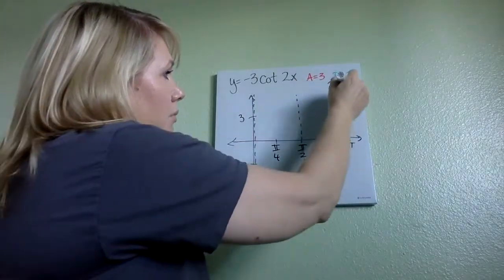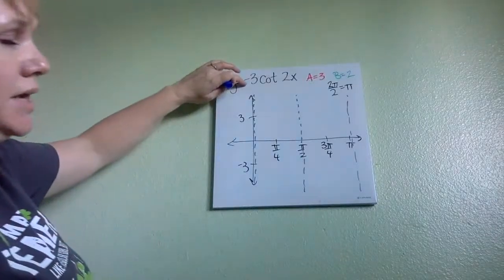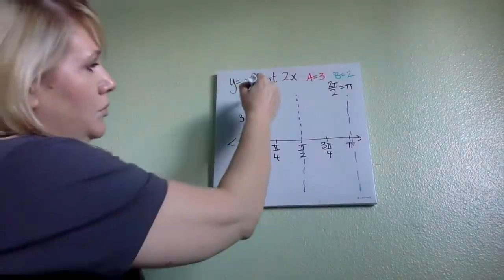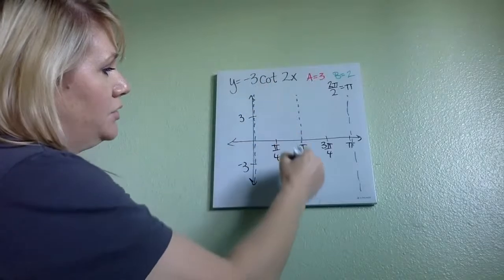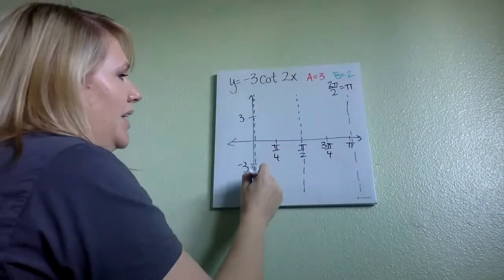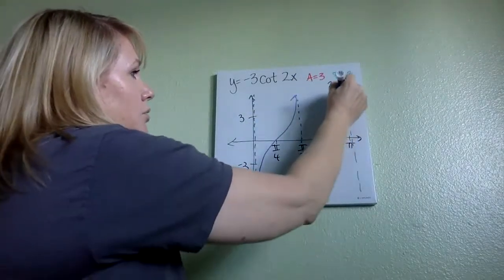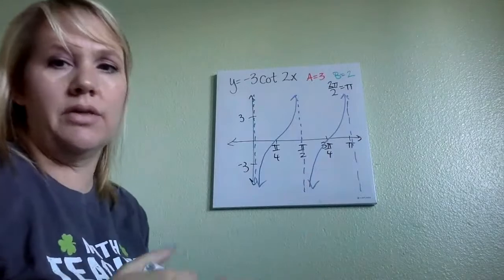So then here are my asymptotes for cotangent. And then since it's reflected, the negative is reflecting it, right? So normally the cotangent would come down to the right. Since I'm reflecting it, it's going up to the right. And that's literally all you have to do. That's it right there. Start at the asymptote, pass through, and then head toward the other asymptote.